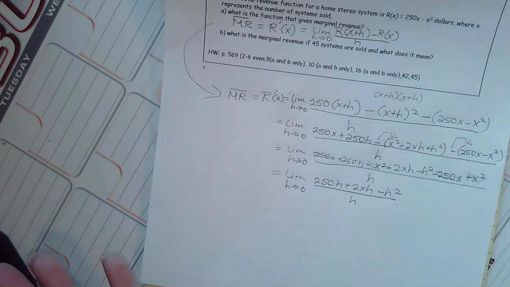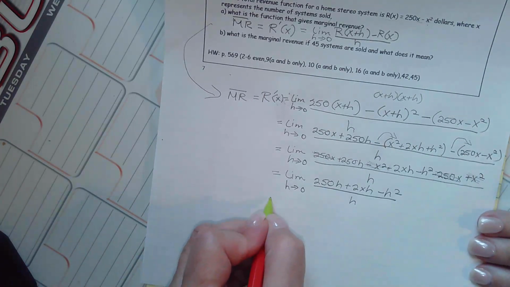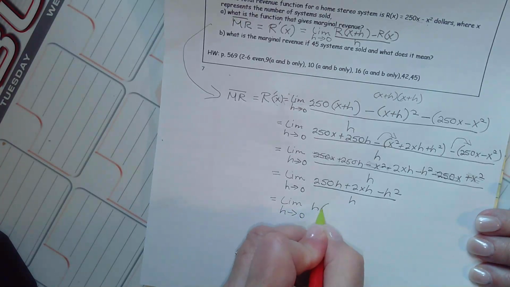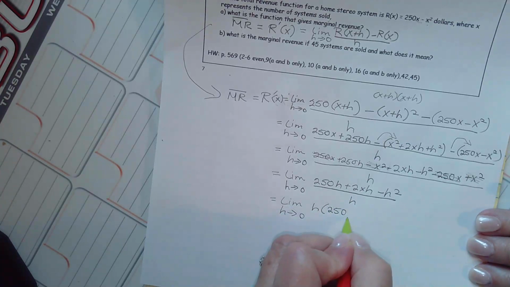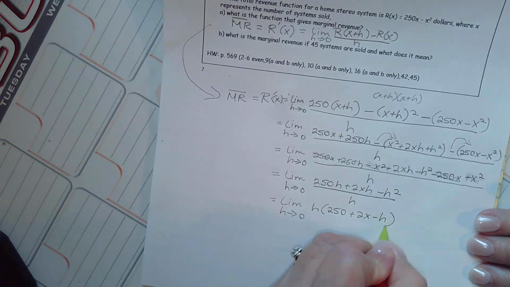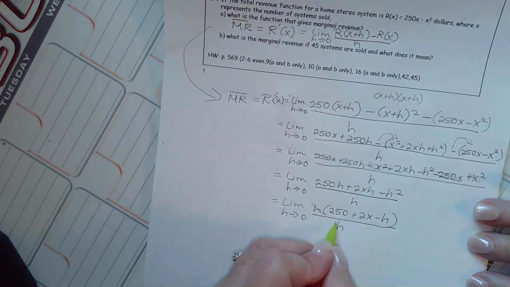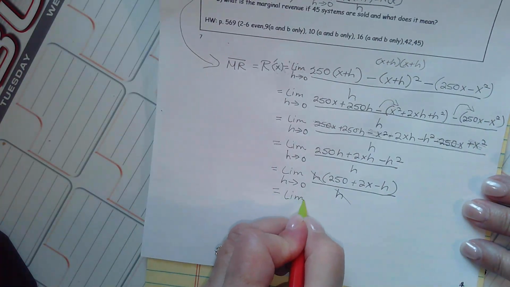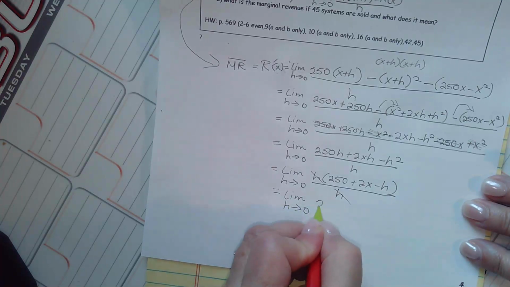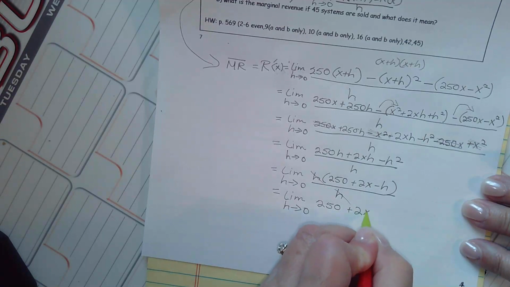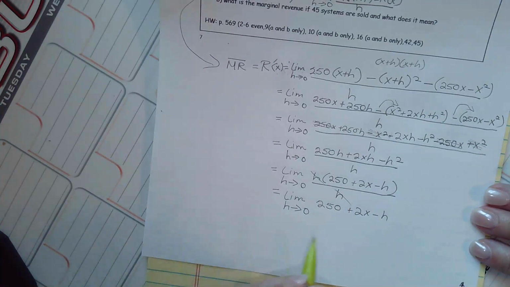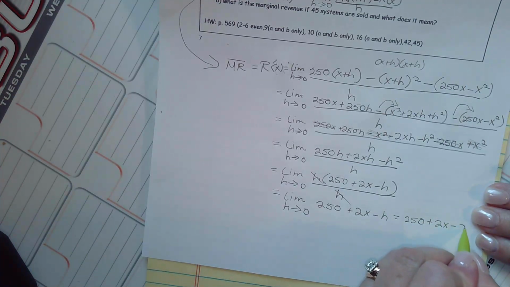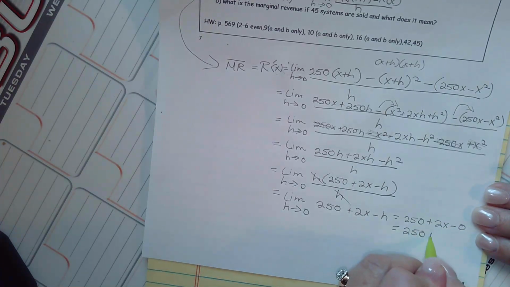And you're going to notice it again. Every term in your numerator's got a factor of h. Let's factor it out. So that's the limit as h approaches 0 of h times (250 plus 2x minus h) all over h. And these two are going to reduce. So what we're getting is the limit as h approaches 0 of 250 plus 2x minus h. Well, all you're going to do is plug in h to be 0. So that's 250 plus 2x minus 0, which is 250 plus 2x.